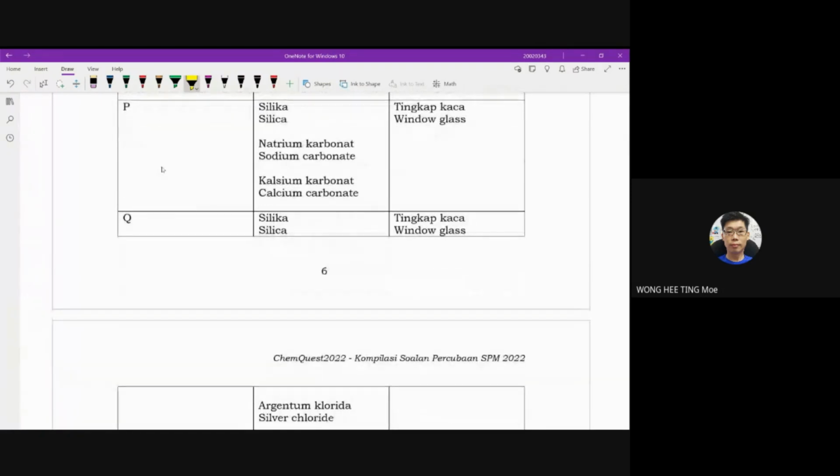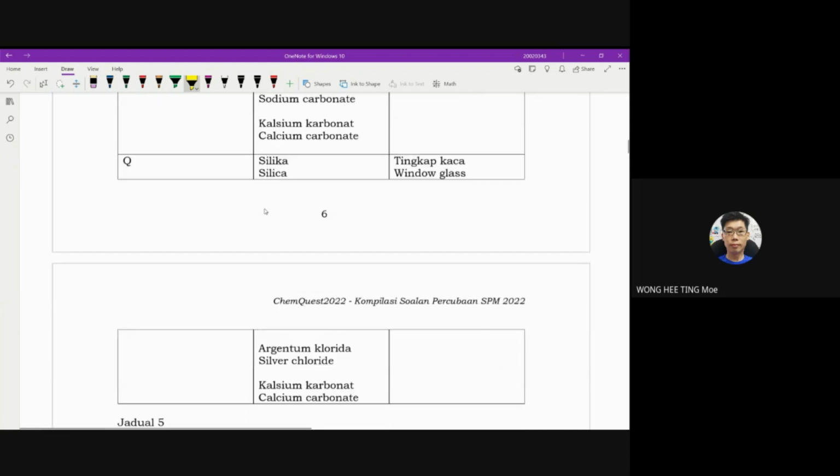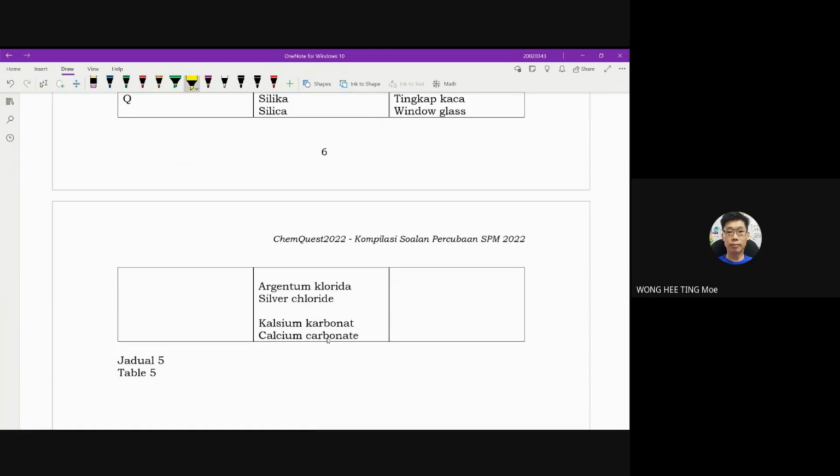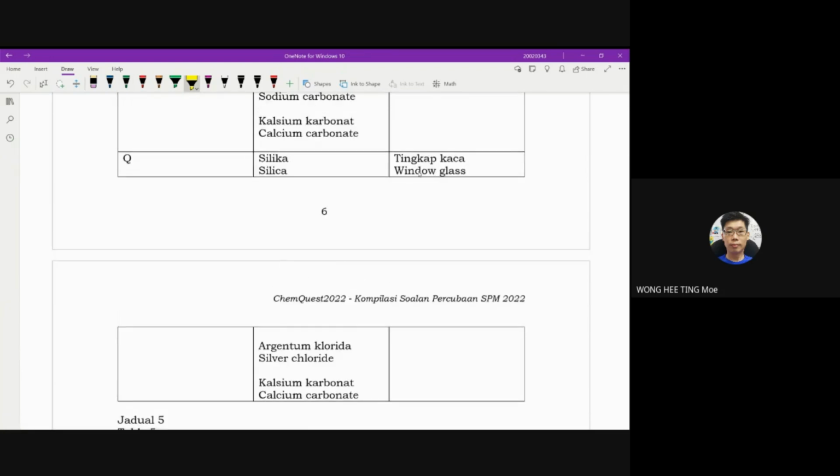So class, can you guess what is the type of glass for P? The sodium carbonate, calcium carbonate, and then the silica. What is this glass actually? Soda lime glass. Very good. Now for Q: silica, silver chloride, calcium carbonate. What is this glass actually? It makes window glass also, but what is this type of glass? The clue here is silver chloride put in the glass, so what glass is formed?